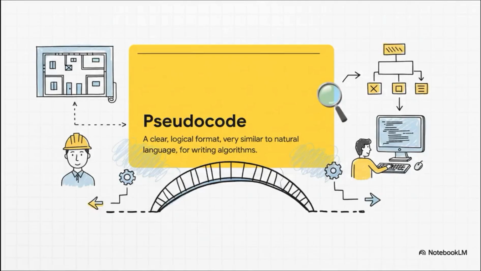Okay, now, it doesn't matter if you're an architect or a builder, you need a way to sketch out your ideas. You don't just jump straight to building the skyscraper or writing the final code. You have to write it down in a simple, understandable way first. And that, my friends, is where pseudocode comes in. It's like the bridge between a human idea and a computer language.